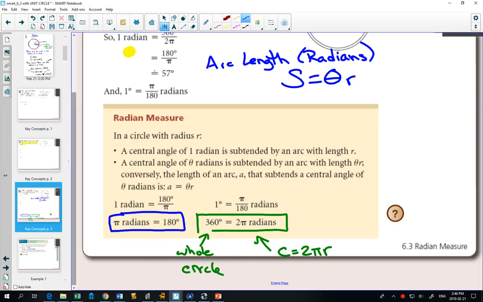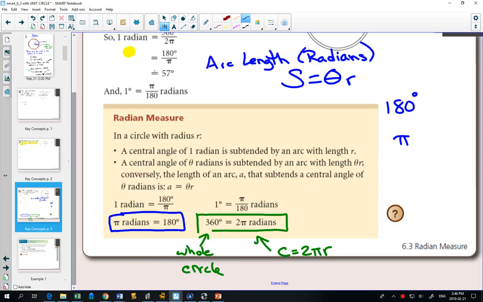Now, one of the interesting things that happens with radians is there's no symbol for radians, right? If you want to say 180 degrees, you have to write a little symbol like that. That means degrees. If you want to say pi radians, you just have to write pi. There's no symbol for radians. You don't have to write radians.